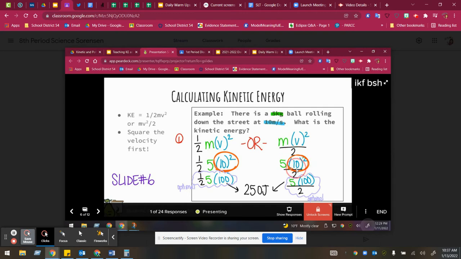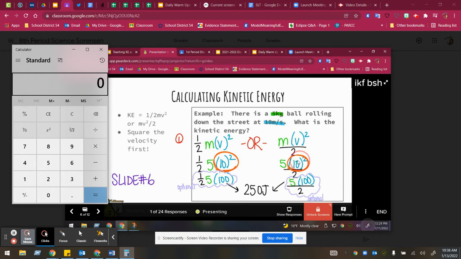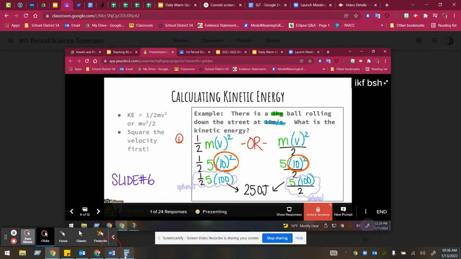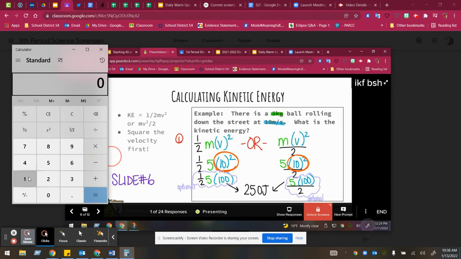Notice that I put that number in parentheses because we do need to square it. All of that is going to be over the number 2. Now, when you start, order of operations says we have to square first. So in my calculator, I'm going to do 10 times 10 because that's 10 squared. It's the number multiplied by itself. Now that I know that 10 squared, my velocity squared, is 100, I'm going to multiply that by 5. So now I'm going to hit multiply by 5 and get 500.